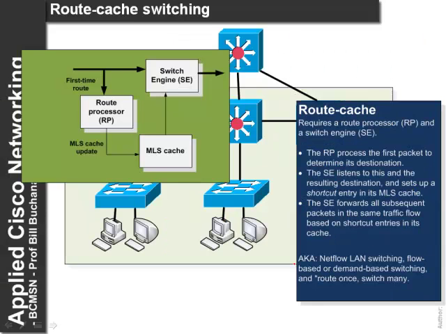With a route cache, we have a special switch engine and a route processor. When a first-time route is made, it goes into the route processor. This then finds an optimal route for it, and the MLS cache is updated so that any future routing can be done through the switch engine, which makes the whole process much faster. So we have a first time hit. Once the optimal route is determined, it is stored in the MLS cache and the switch engine can easily switch it. This is typically known as route once, switch many.